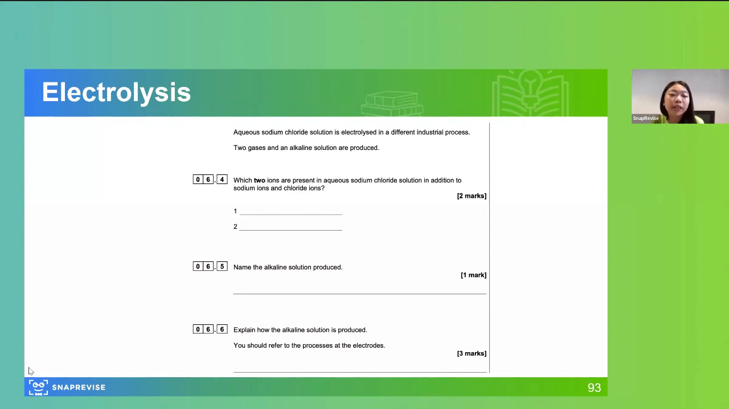Okay. How do you know whether it is molten or aqueous electrolysis? It does tell you in the question. I highly doubt they will ask you to figure that out on your own. It will tell you in the question, so don't worry about that.